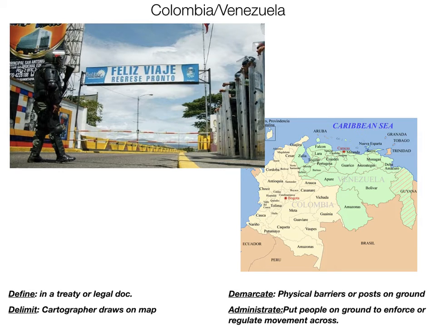So here's an example of a boundary. We see a picture here. It says Feliz Viaje, and this is a boundary that is administrated between Colombia and Venezuela. So this is a boundary that there's no disputes over in terms of where it is, the definition, the delimitation, the demarcation, and the administration of. There are no disputes about this boundary currently.